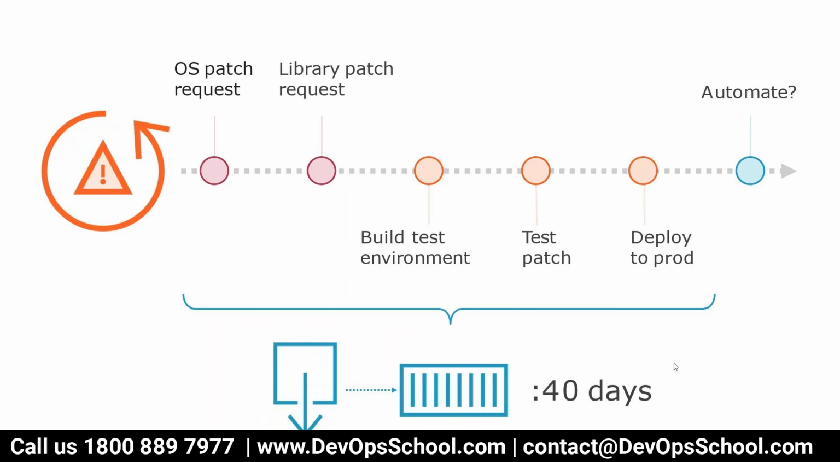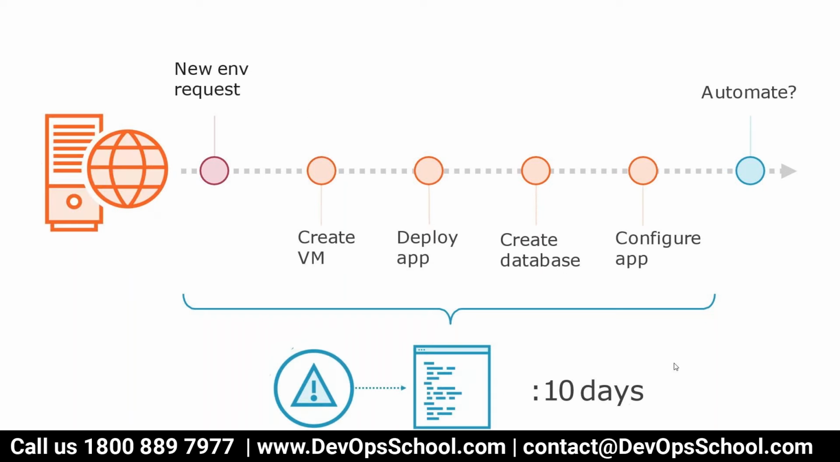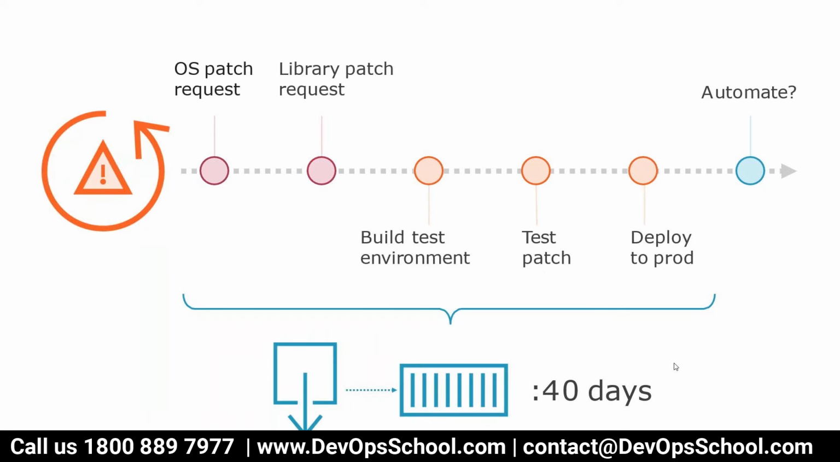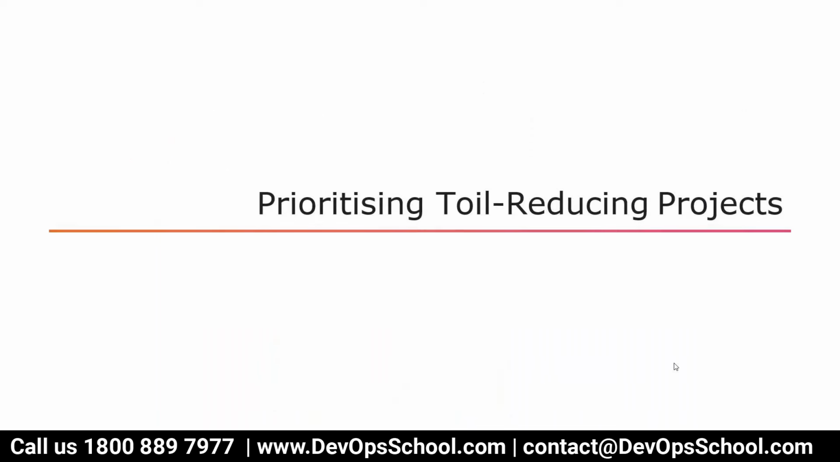Patching work, you have come up with an estimation: okay, this will take 40 days. And the third one, new environment request, will probably take 10 days. That means if you want to automate these toils, it's 65 days, 40 days, and 10 days. So now you have to set the priorities. How can we set the priority?